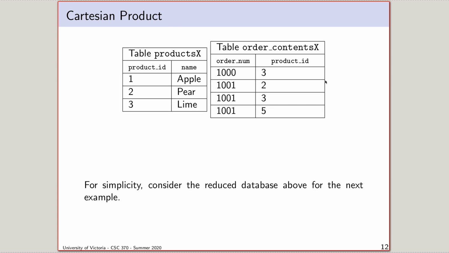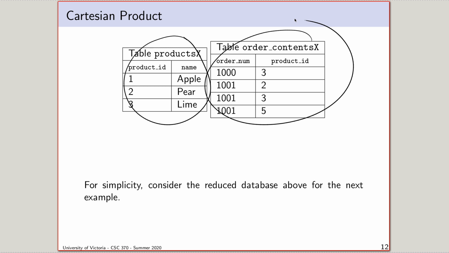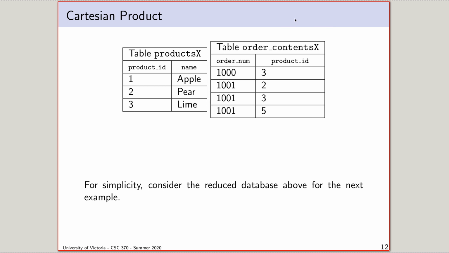I want to demonstrate the cross product, but the tables we've been working with, that maybe you have off to the side in some other slide, I could page up and find them, but those tables are so big that I can't actually display the Cartesian product. So instead, I've made these limited versions, products X and order contents X, that contain a big enough sample to actually demonstrate something meaningful. And we'll take a look at those.